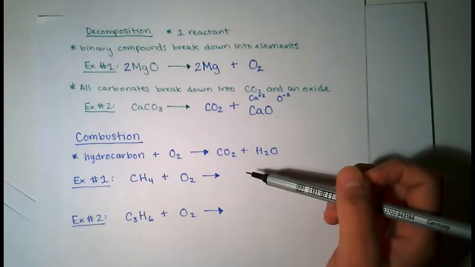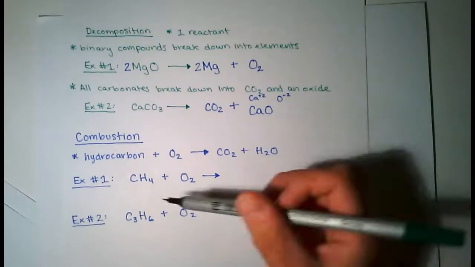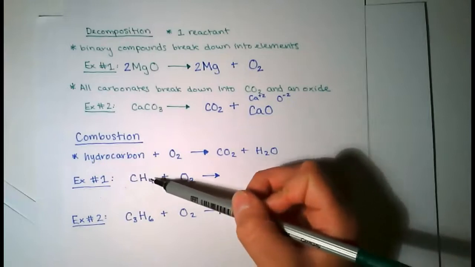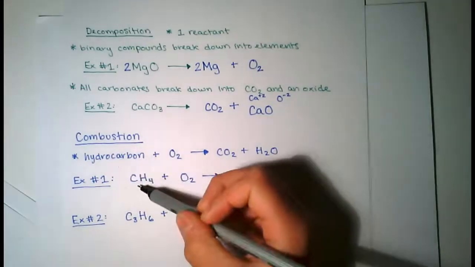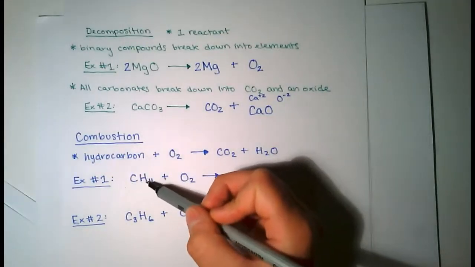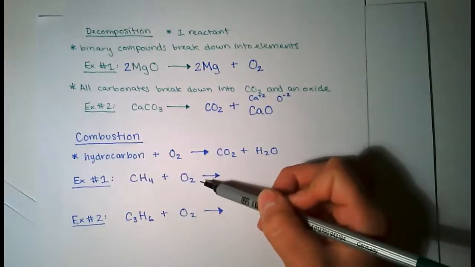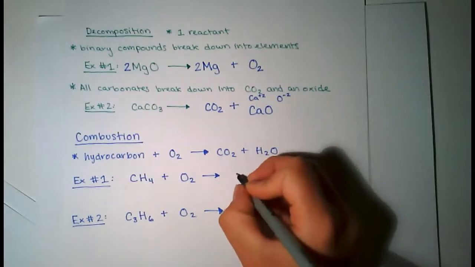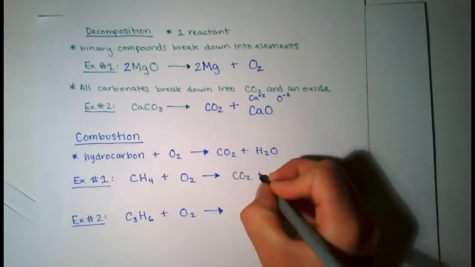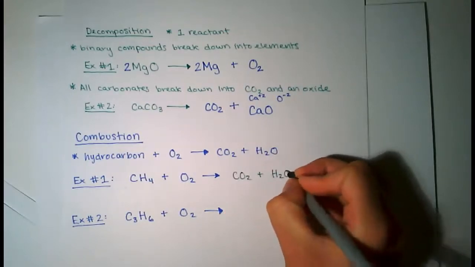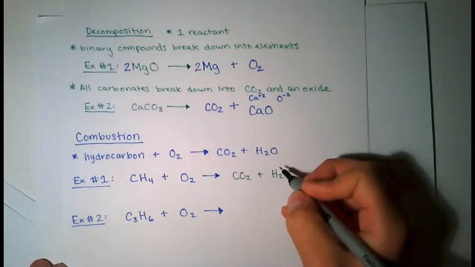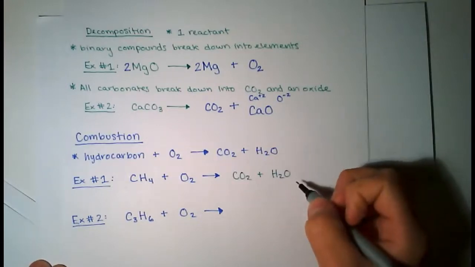We just have to know that it is a combustion reaction. So here in example 1, we have CH4 plus O2. So we have a hydrocarbon, meaning that it contains hydrogen and carbon. And we have oxygen, so we know it's a combustion reaction. And the products will be CO2 and H2O. The trickiest thing about these is balancing. So let's go ahead and make sure this is balanced.